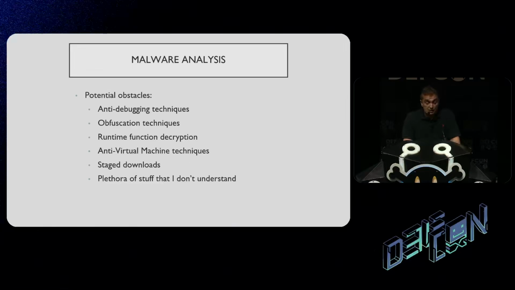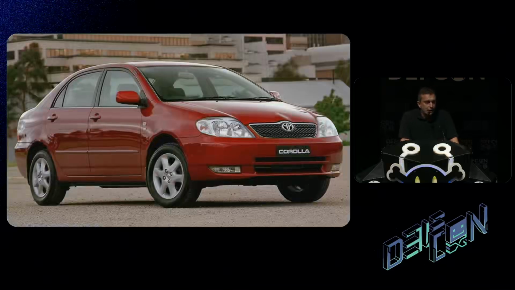So the potential obstacles that the people who reverse and are really smart want to surpass are anti-debugging techniques, obfuscation techniques, runtime function decryption, staged downloads, and a plethora of stuff that I don't really understand and I don't want to understand. So that's why I will introduce you to the Toyota Corolla of penetration testing, which is called web application testing.